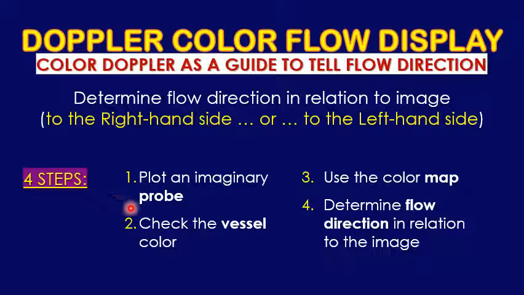Number one, I have to imagine the probe, put an imaginary probe. Number two, I refer to the vessel and check the color of the vessel. Number three, I take this color and refer to the color map. And then, using this, I can plot the flow direction either to the right or to the left of the screen. So let's do that.